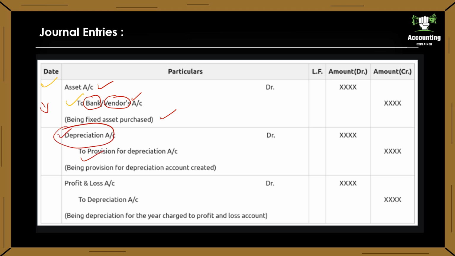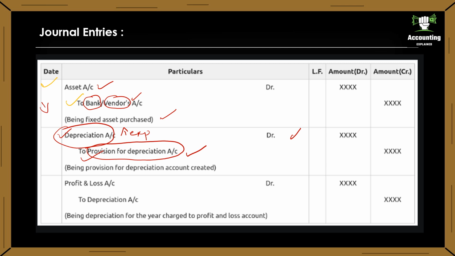Depreciation is an expense. When the expense increases, it has to be debited. To provision for depreciation, you are creating a liability on fixed asset because you are going to decrease the fixed asset every year. That is why you are creating a liability on the fixed asset. When the liability increases, it has to be credited.